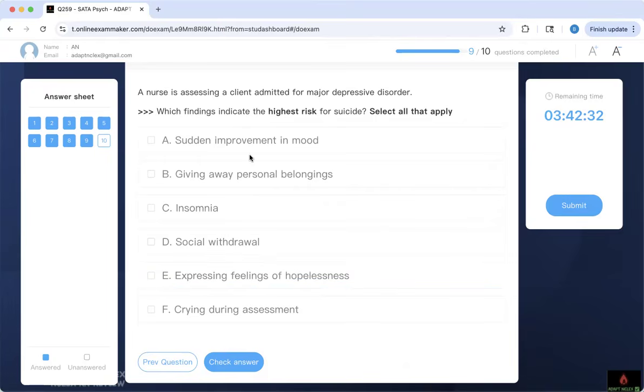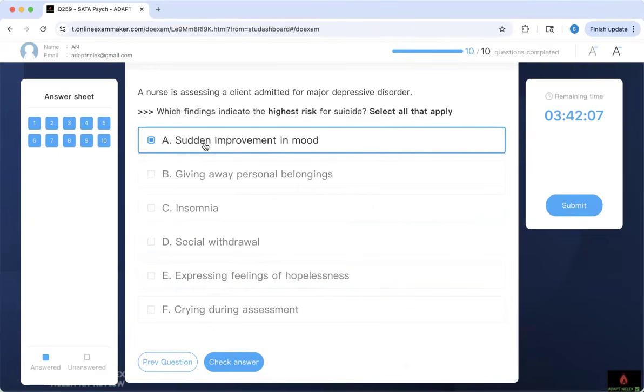Sudden improvement in mood, giving away personal belongings, insomnia, I can't sleep, I have social withdrawal, expressing feelings of hopelessness, and crying and withdrawing. Which of these indicates that, hey, I'm going to commit suicide? Stop the video. Last one, and you know you got it. Let me know what you think.